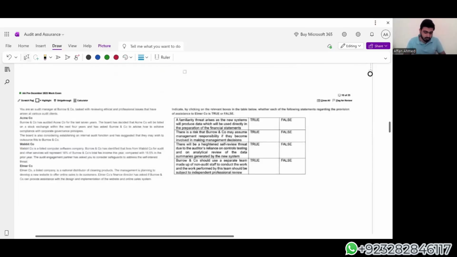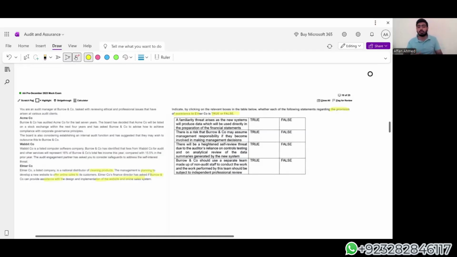Okay. Now the last question of case number 2. What does it say? Indicate by clicking on the relevant boxes in the table below whether each of the following statements regarding the provision of assistance to Elmer Company is true or false. Okay, what is the scenario that we are given? Elmer Company is a listed company, a national distributor of cleaning products. The management is planning to develop a new website to offer online sales to its customers. Elmer Company's finance director has asked if Burrow Company can provide assistance with the design and implementation of the website.